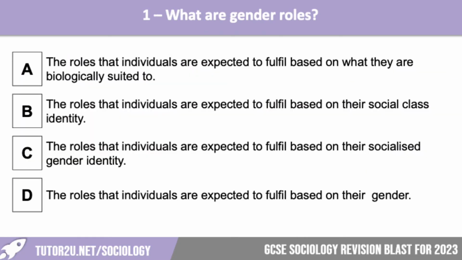Right, we're going to move on to some MCQ. So our first question is, what are gender roles? A, the roles that individuals are expected to fulfil based on what they are biologically suited to. The roles that individuals are expected to fulfil based on their social class identity, that's B. C, the roles that individuals are expected to fulfil based on their socialised gender identity. Or D, the roles that individuals are expected to fulfil based on their gender.